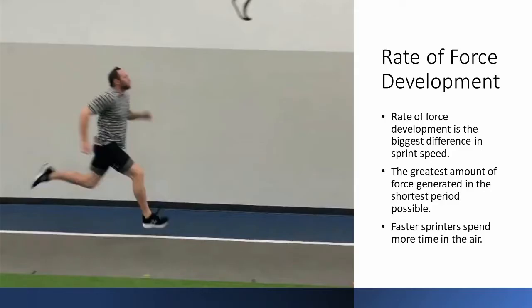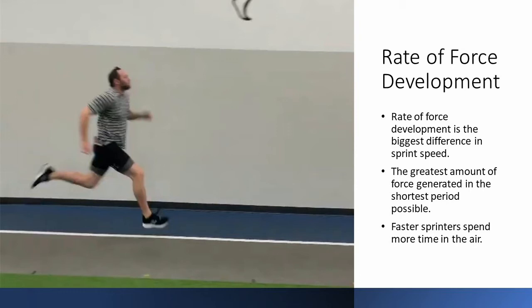Rate of force development is simply generating the most amount of force you can in a very short time period. And that time period for a sprinter is from when their feet strike the ground until they take off again. If they increase the rate of force, they're going to be propelling themselves further, spending more time in the air than if they had a minimum amount of rate of force. So as you increase your rate of force, you're going to be increasing your stride length, and also your stride frequency.